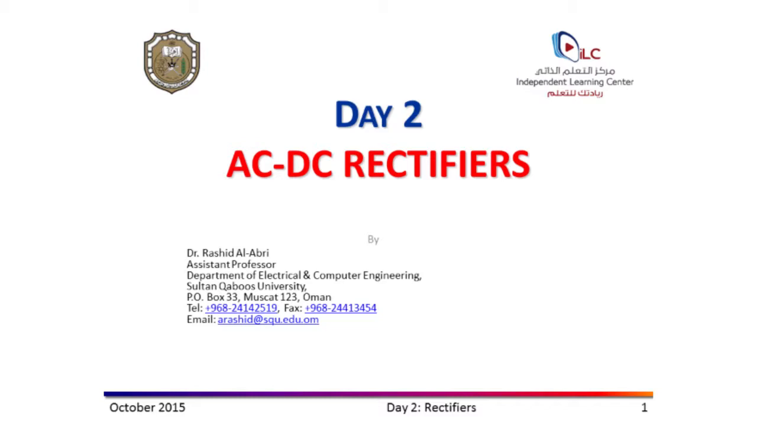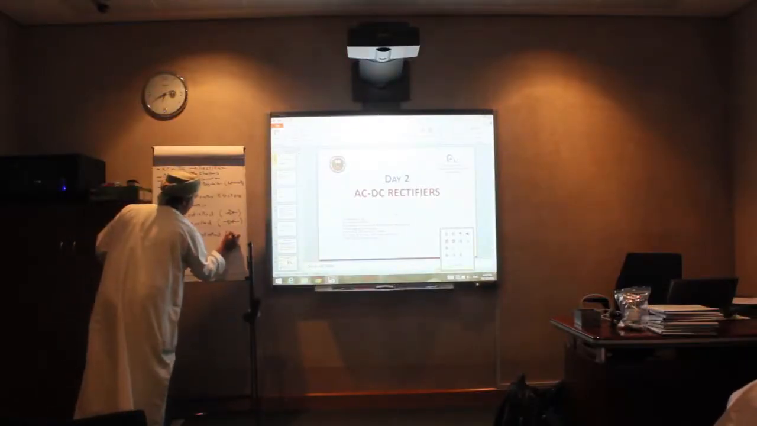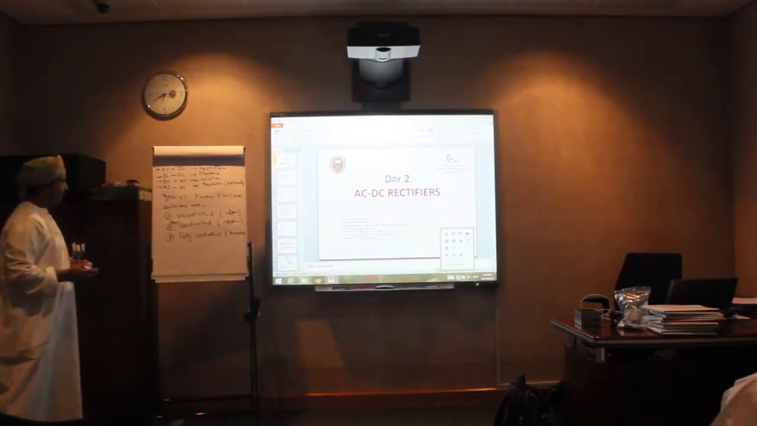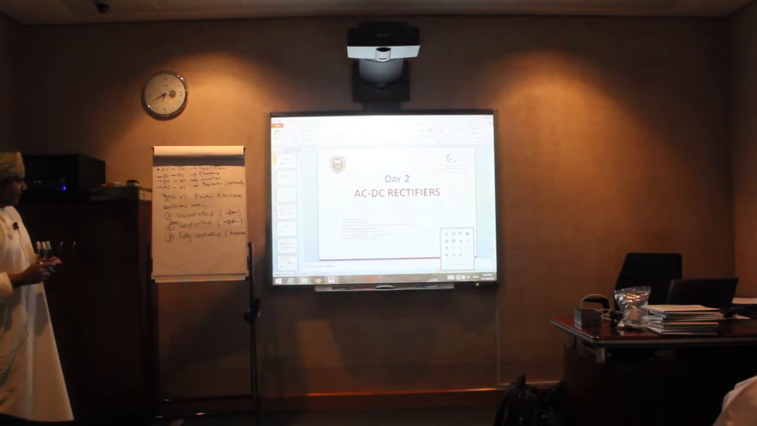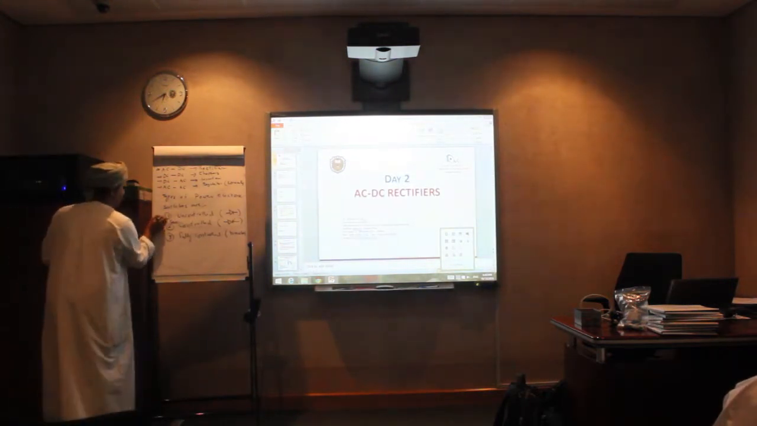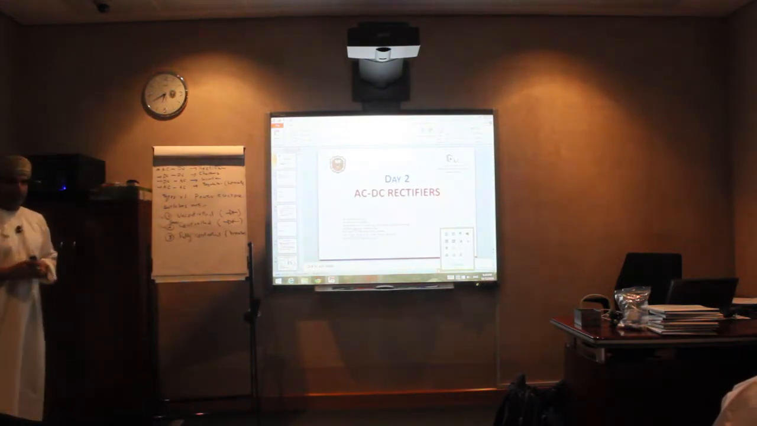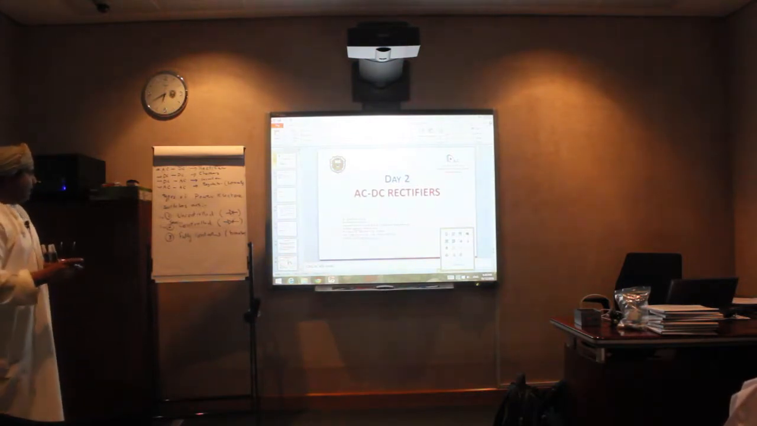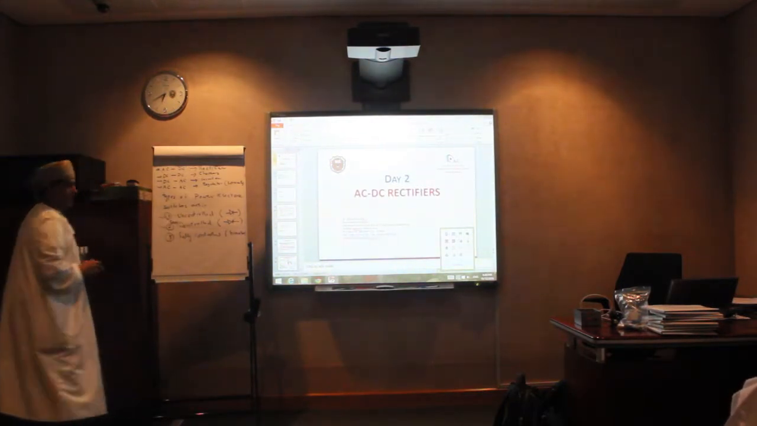And the last one, you can see, is fully controlled, like transistors or GTOs in terms of thyristors. So this is the main three classification. Today we will talk about the rectifier, and we will tackle those two in the rectifiers. So we will see the rectifiers, AC to DC, and we will see the difference between them.